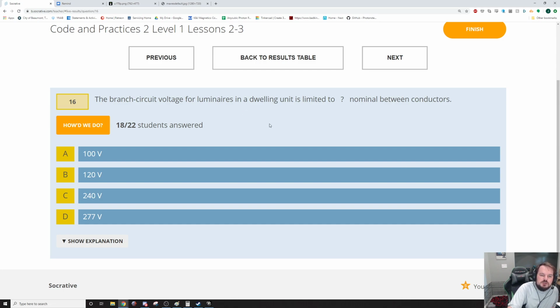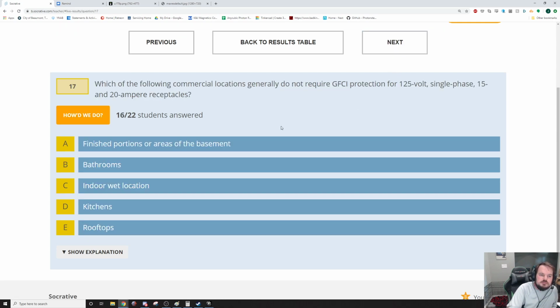Branch circuit voltage for luminaires in a dwelling unit is limited to 120 volts. Voltage limitations is the keyword here. Branch circuits, then voltage limitations underneath branch circuits. And once you've got there, it will take you basically right to this. Which of the following commercial locations generally do not require GFCI protection? So branch circuits, then ground fault circuit protection.